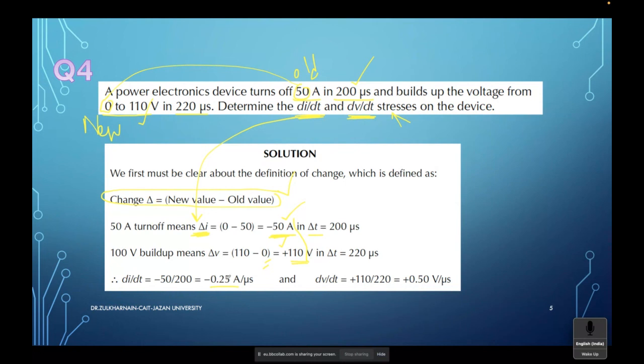You understand that? In the first case, you first found the change using the rule, but then he has himself given the formula, di by dt, current over time. He has given the time in each case. In the first case this is 200 microseconds, so we make use of 200. In the second case he gives you the new time, 220. Divide by 220, and you get the dv by dt stress. So you have two answers. If you have any question, you can ask me.